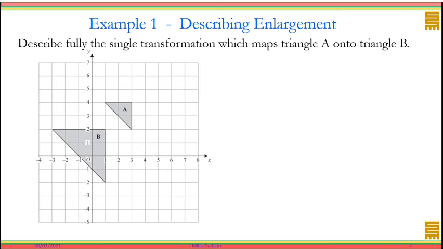Now, to find the center of enlargement, you need two pairs of corresponding corners or vertices. Join each pair with a straight line. Wherever those two lines meet becomes the center. What do I mean by this? Let's see.